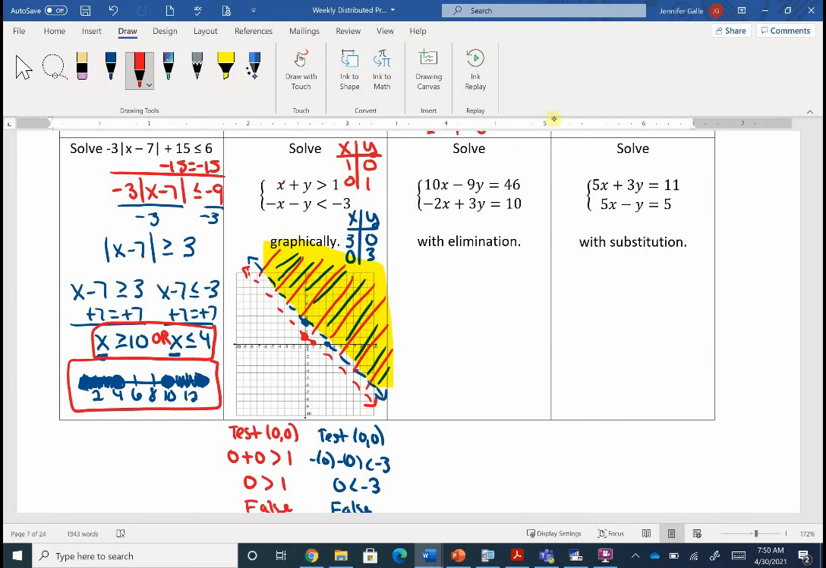I'm going to go ahead and eliminate the x's. So I'm going to multiply that bottom equation by 5. I'm going to rewrite everything down here. So we've got negative 10x plus 15y equals 50. Add my equations together. The x's eliminate. For the y's, I have negative 9 plus 15 is 6y. And then I have 45 plus 50 gives me 95. I finish off by dividing by 6. And I get 15 and 5/6 is my y.